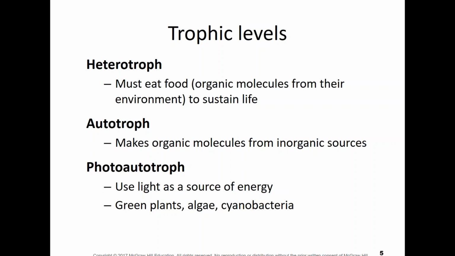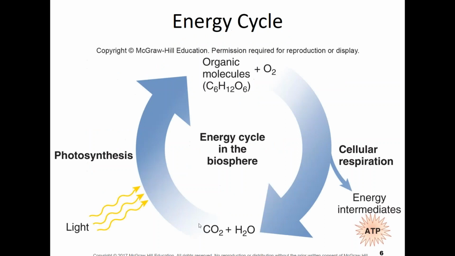So a photoautotroph uses light, and those would be the photosynthesizing organisms like green plants and algae and cyanobacteria, which are little bacteria that photosynthesize. This shows the energy cycle. And remember, energy cannot be created or destroyed. It can only change form. And every time it changes form, some of it dissipates, or goes to entropy as heat.